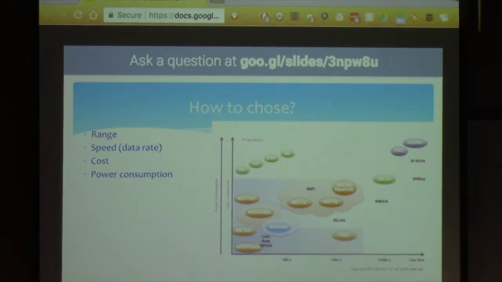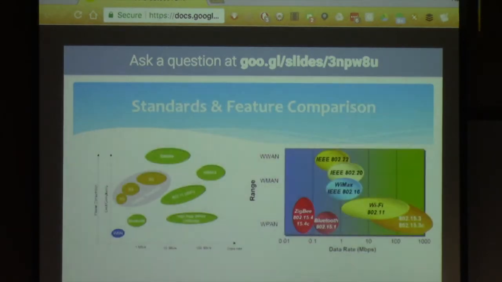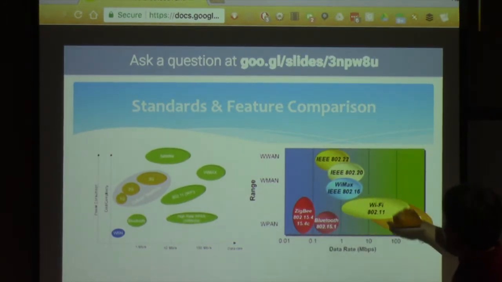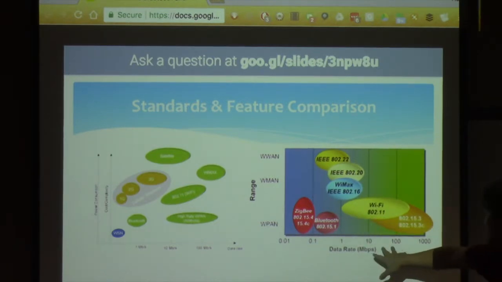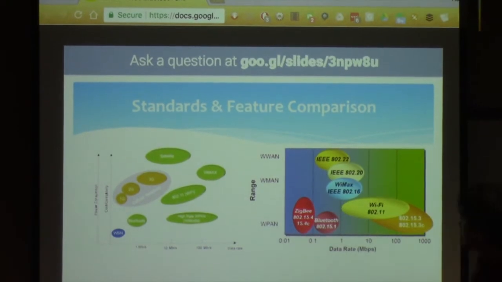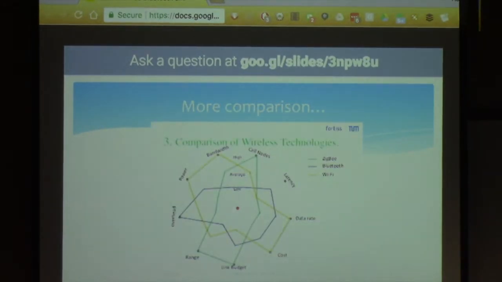Talk a little bit more, just to give you a background of where we're at and when to use this technology. Of course, standards and features. Like I said, Bluetooth is around here. Wi-Fi, in terms of speed, and of course the range. How far does it go? This one had to be closer. Anyone can read that one? I think it's a little bit small.